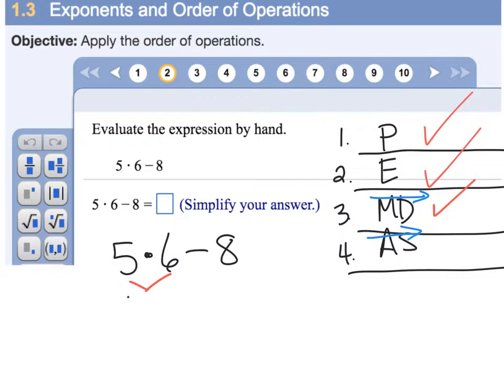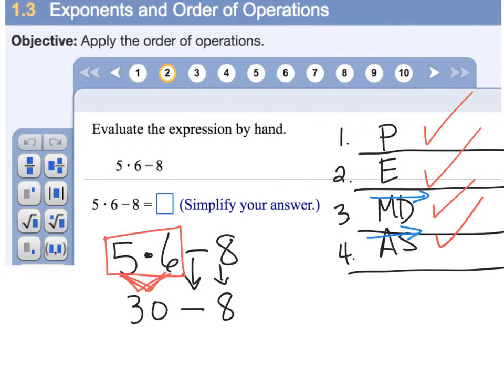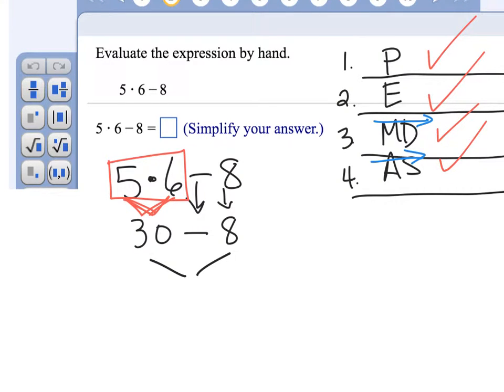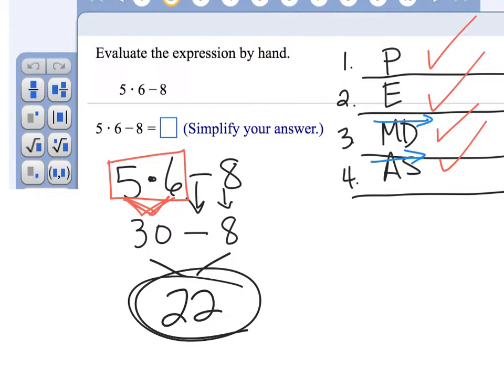So 5 times 6 is 30. And then I'm going to bring everything straight down. So then now you've got 30 minus 8, because this piece right here becomes 30. So now we're down here, 30 minus 8, and we've done all the parentheses, we've done all the exponents, we've done all the multiplication and division. Now we have to do the addition and subtraction, but we go left to right. And in this case, since there is no addition, there's only one operation, so that means we're just going to do 30 minus 8, and that gives us 22, and that is our answer.